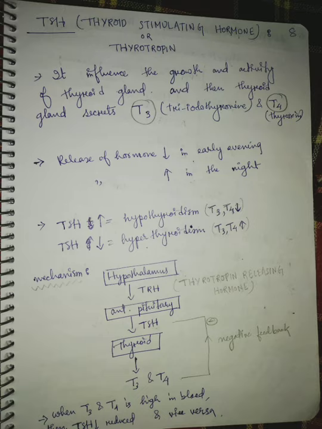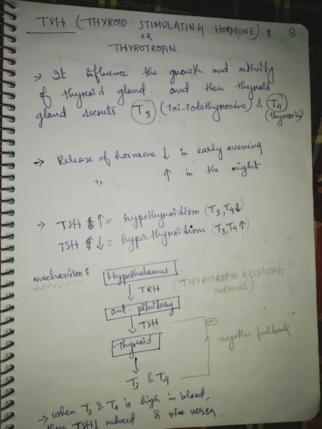Now about TSH, or thyroid stimulating hormone, or thyrotropin. So what is thyrotropin? Thyrotropin is a hormone that is released by the anterior pituitary, and it stimulates the thyroid gland to secrete T3 and T4, that is triiodothyronine and thyroxine. It also influences the growth and activity of the thyroid gland.